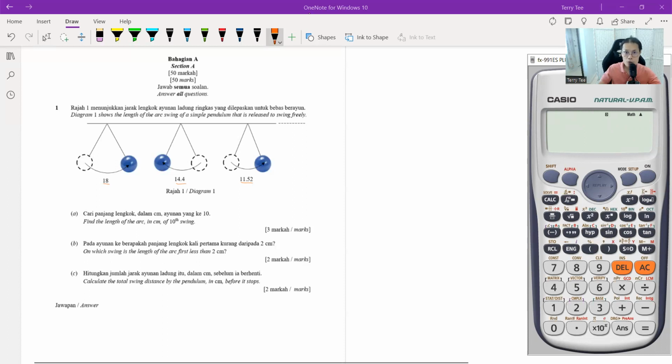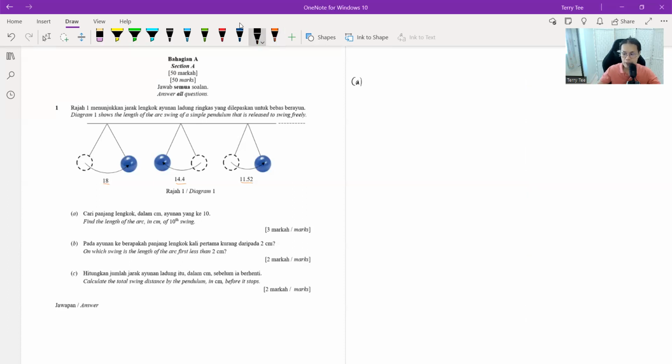For geometric, we need to show that it is increasing or decreasing at a constant rate. We call it the common ratio. Take 14.4 divided by 18, you can see that your common ratio is 0.8. We validate by taking 11.52 divided by 14.4. Yep, you should get 0.8. So the first part is to identify your first term and your common ratio. My first term is 18, my common ratio is 14.4 divided by 18, which is 0.8. So we know this is a geometric progression.